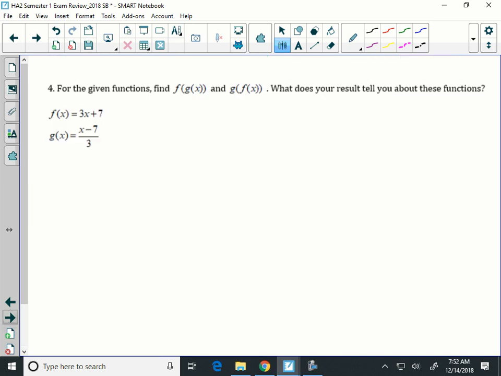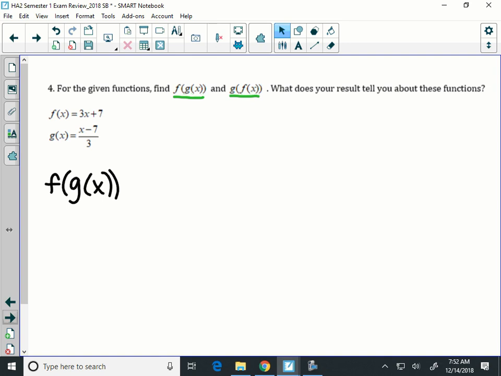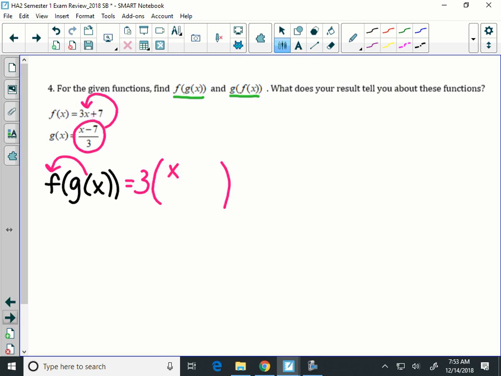When I move on to number 4, we are given the functions f and g below. We are going to do two compositions here. We're going to find f of g of x and g of f of x, and then see if we can make a decision, if we can recall what the answers tell us about these two functions. So I'm going to start here with f of g of x. Now in this problem, we're starting with g on the right, which means you need to take g and put it in for x in f. So you're going to have 3, now in your parentheses, x minus 7 over 3, plus 7.